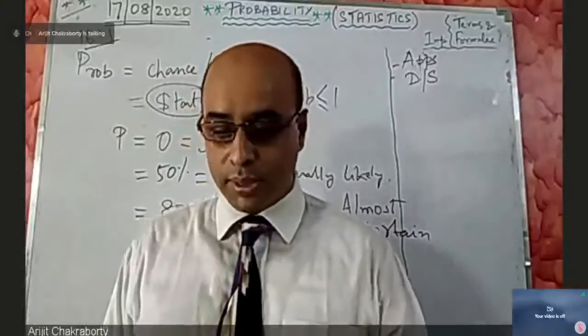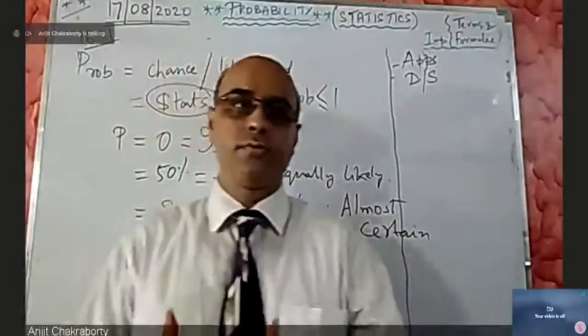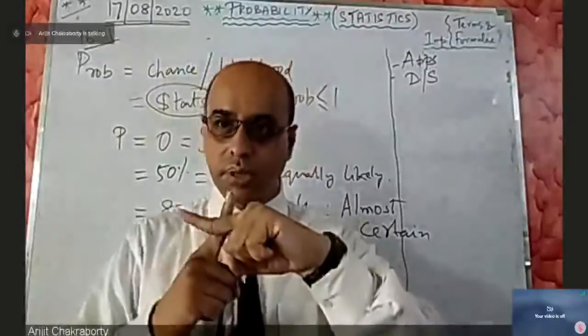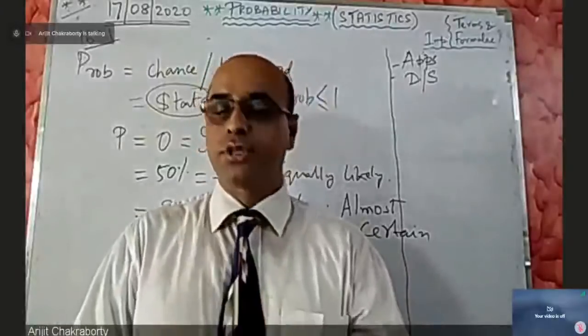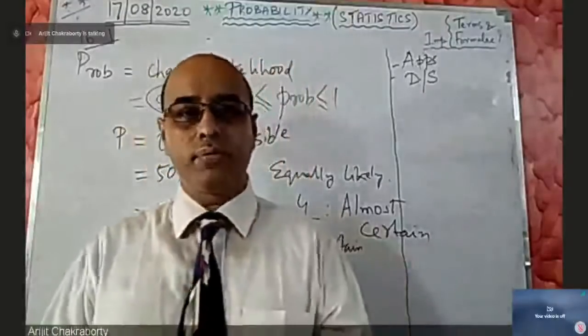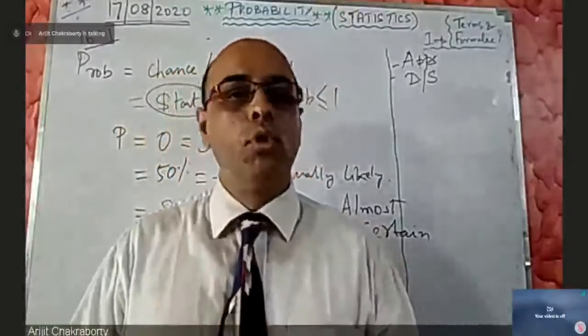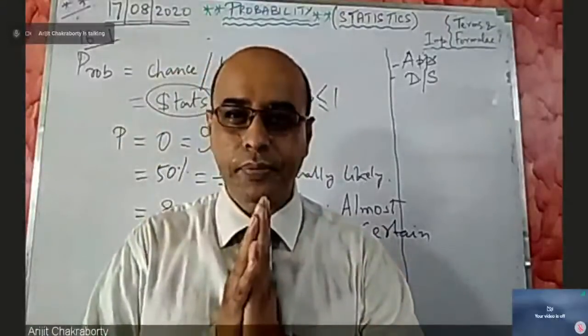In audit, probability is very, very important. And you can see that the maximum value of probability is 1, positive 1, plus 1, and the lowest value is 0. So probability cannot take any negative values, and probability of an event cannot be more than 1. I hope it's clear so far, right?